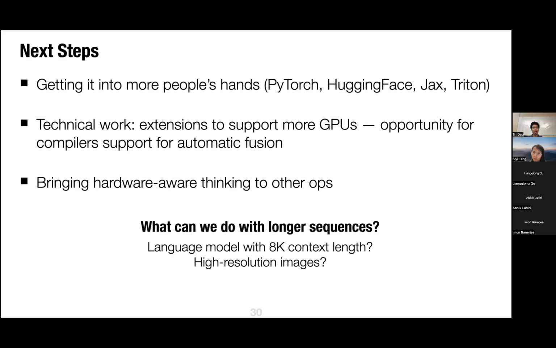So the more AI question is, what can we do with longer sequences? We're really happy that several companies are looking to use flash attention to train language models with 8K context length, which is about 4 times longer than the largest models right now, GPT-3. GPT-3 can have context length of about 2K. So people are excited about pushing this further to get better models.